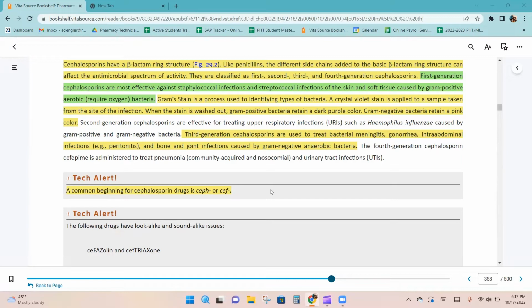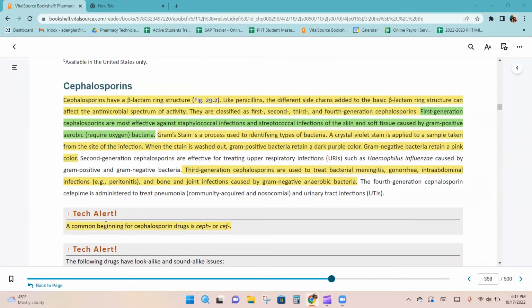Gram stain is a process used to identify types of bacteria. A crystal violet stain is applied to a sample taken from the site of infection. When the stain is washed out, gram-positive bacteria retain a dark purple color. Gram-negative bacteria retain a pink color.